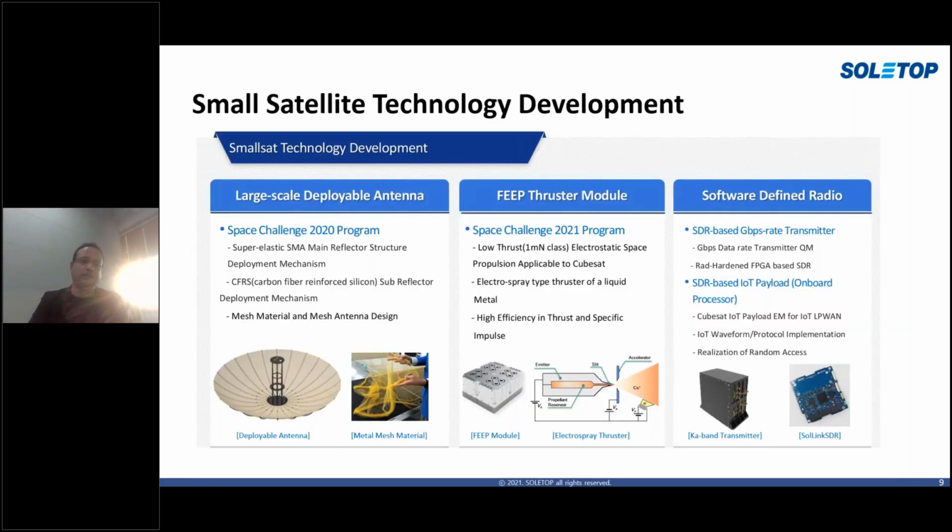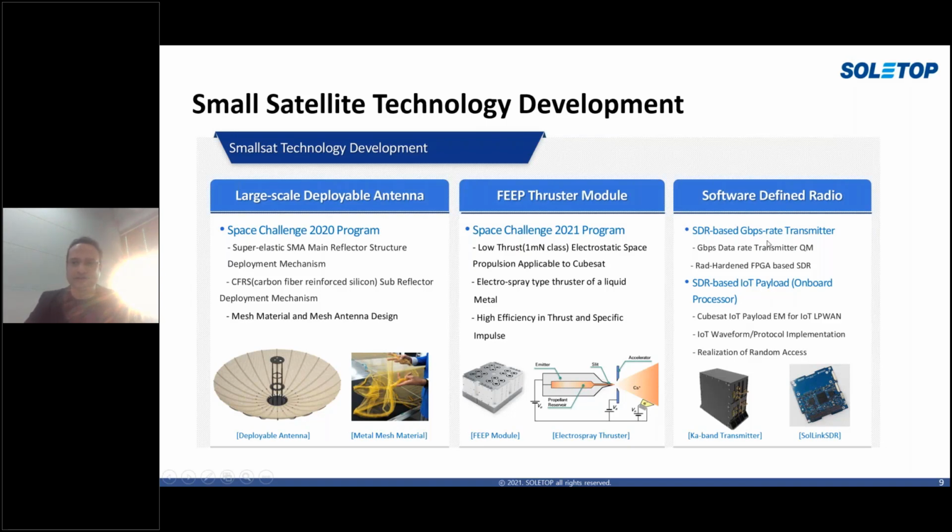So talking about the small satellite technology development, because FreeFlyer will be majorly part of the small satellite program in Korea, and then we have seen the results coming from that side of the business very much. And we are going for large-scale deployable antenna, FEEP thruster and module, and the software part of it as well.